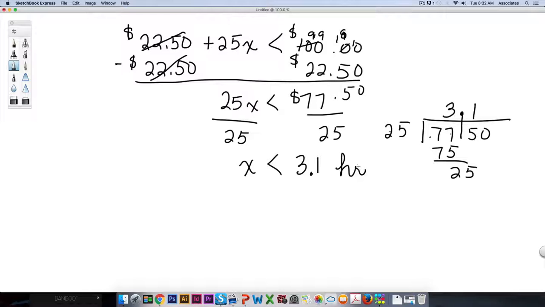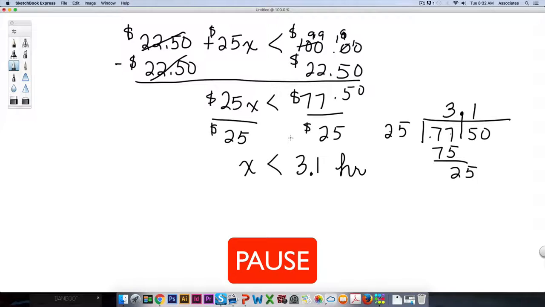All right, make sure that we label, because here this was a dollar sign, this was a dollar sign, this was a dollar sign, and remember the answer wanted to be in hours. Make sure everybody has that in their notes and their questions are answered. And when you're ready, let's go back to the PowerPoint.